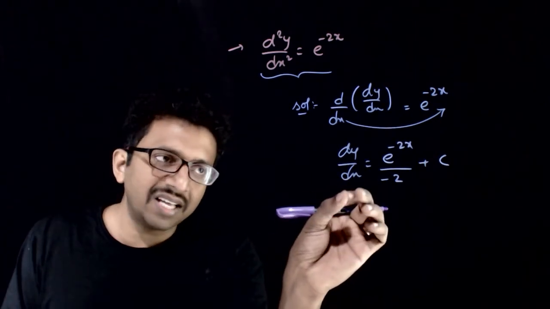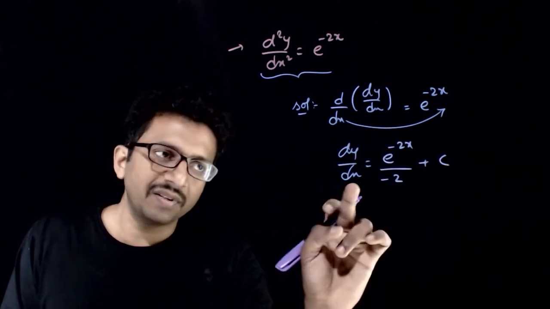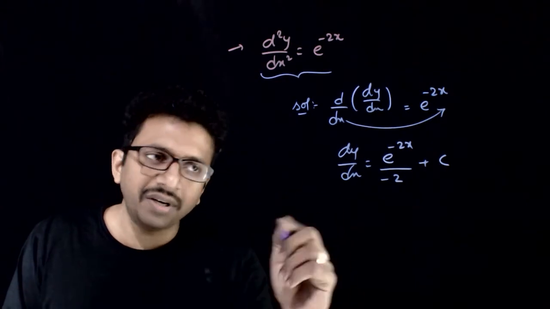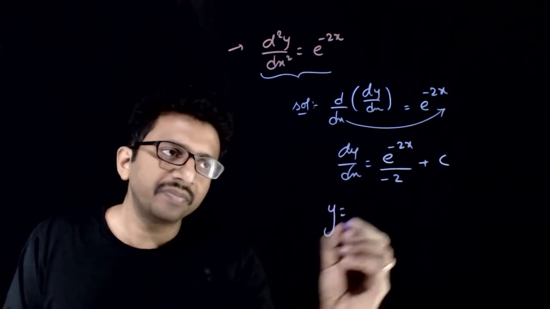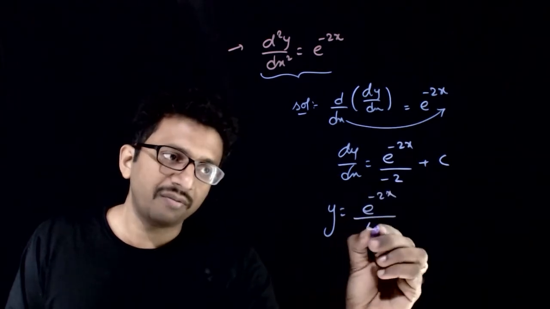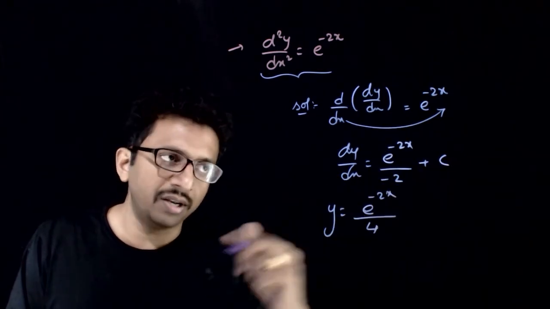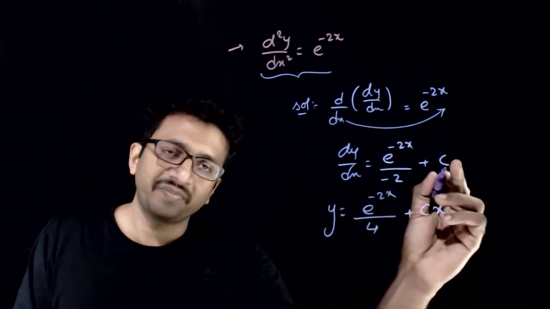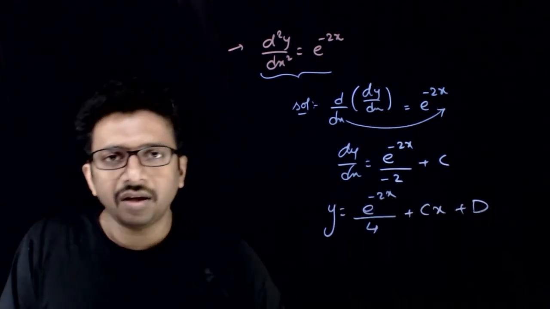Now the next stage, again send this dx here, and again if you integrate this, you get y is equal to e power minus 2x by, if you integrate this, you get another minus 2 in the denominator, so it becomes 4, plus cx plus another integration constant.